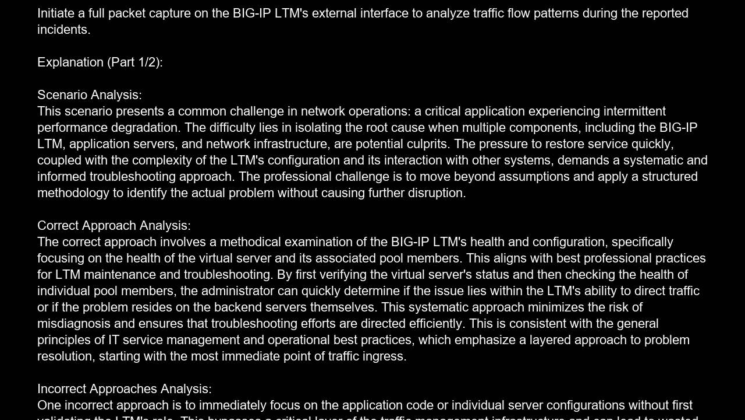This aligns with best professional practices for LTM maintenance and troubleshooting. By first verifying the virtual server's status and then checking the health of individual pool members, the administrator can quickly determine if the issue lies within the LTM's ability to direct traffic, or if the problem resides on the back-end servers themselves. This systematic approach minimizes the risk of misdiagnosis and ensures that troubleshooting efforts are directed efficiently.